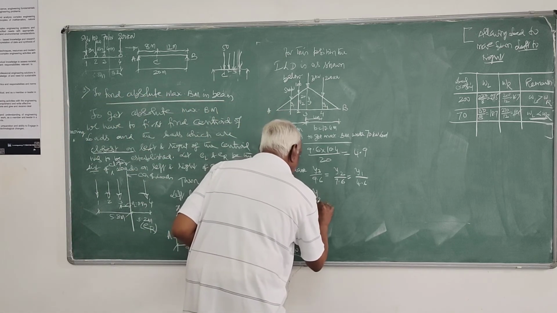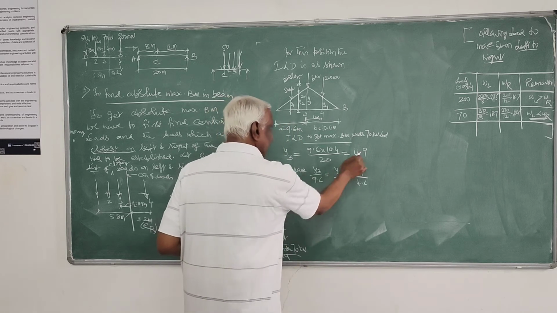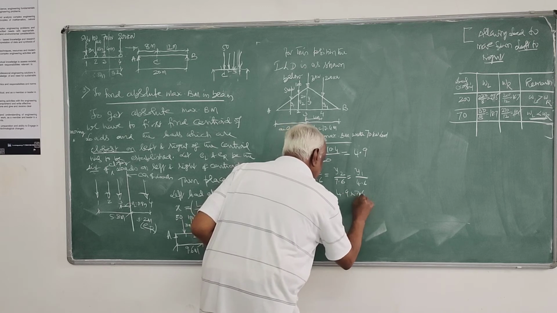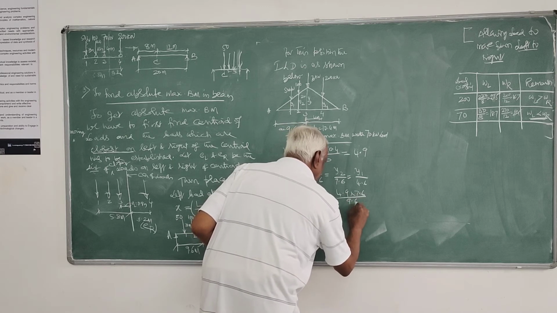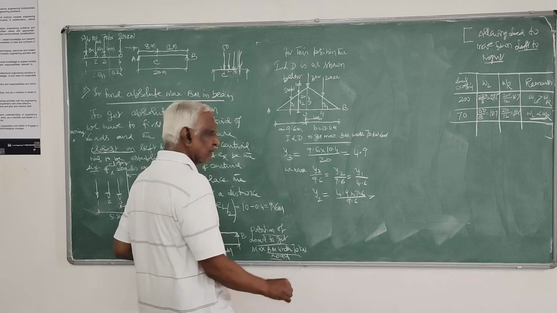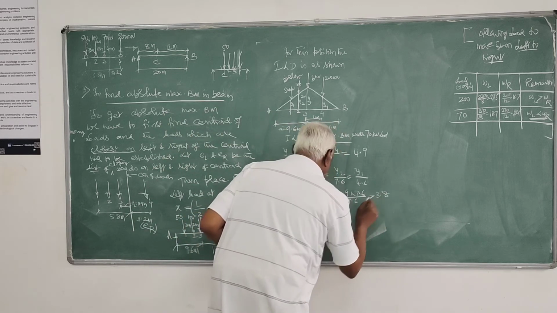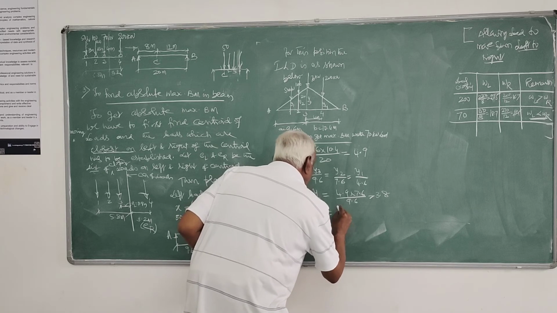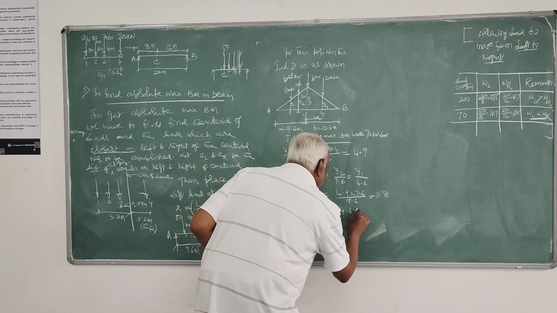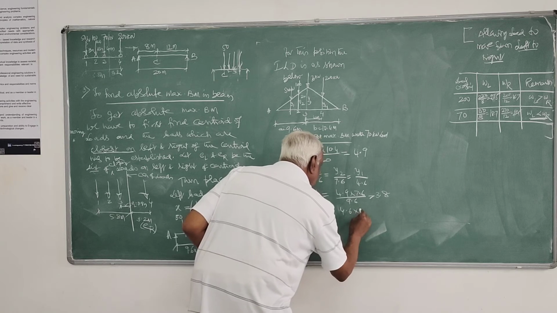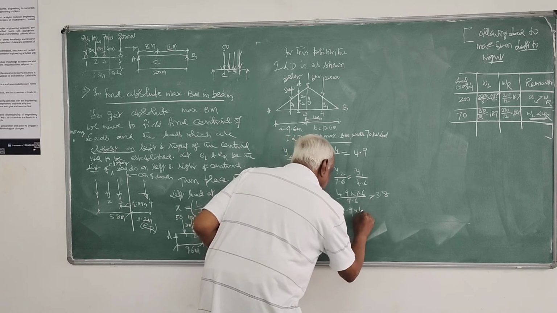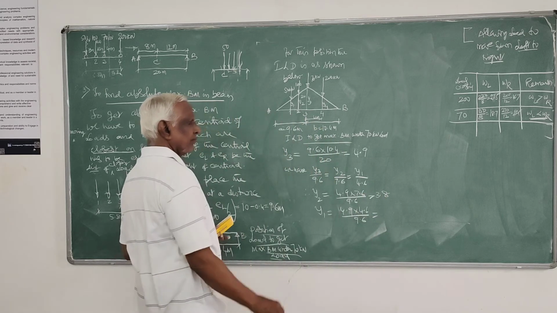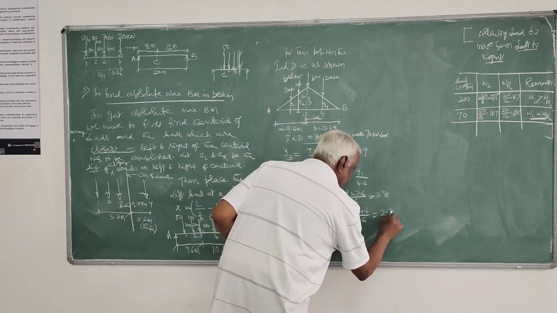Therefore, your Y2 will be equal to Y3, 4.9, into 7.6 divided by 9.6, which is 3.8. And Y1 equals 4.6 into 4.9 divided by 9.6, which is 2.3.